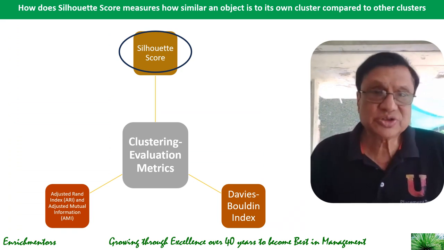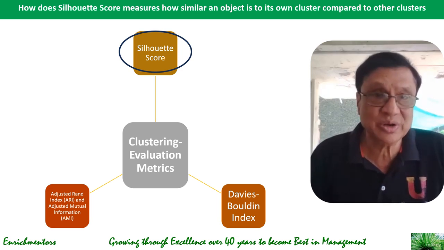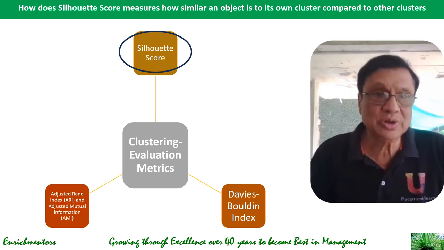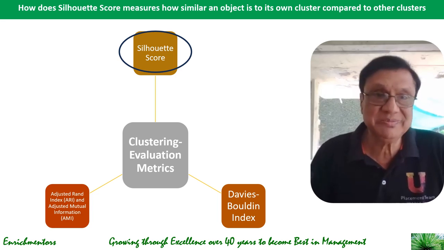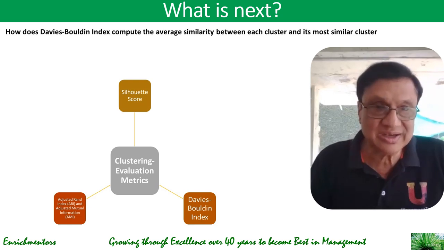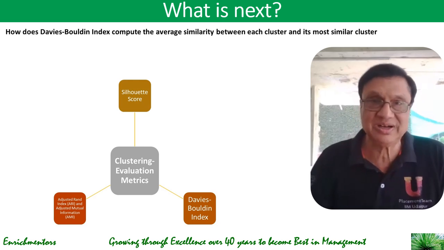In summary, the silhouette score measures the compactness and separation of clusters produced by a clustering algorithm by comparing the average distance of each data point to its own cluster with the average distance to the nearest neighboring cluster. Higher silhouette scores indicate better cluster quality, while a lower score suggests the clustering may be suboptimal. What is next? We will look at the second cluster evaluation metric, the Davies-Bouldin index, and how it computes the average similarity between each cluster and its most similar cluster.